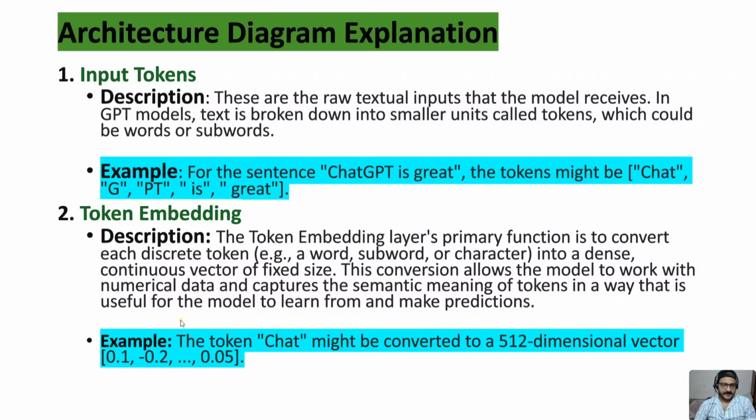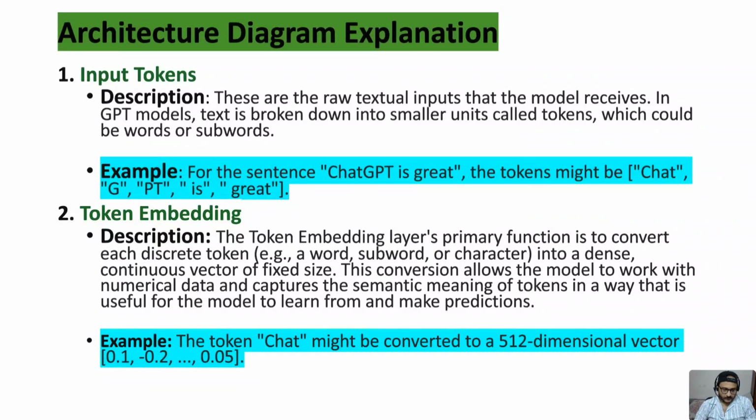You can see the example here: the token might be "chat." Chat is a token received from the input token layer, and it might be converted to a dimensional vector. There are many possible dimensions, like an 8-dimensional vector or a 16-dimensional vector. We can use any kind of dimensional vector. For this particular demo, I might use an 8-dimensional or 6-dimensional vector to keep things very simple, but in real time the ChatGPT model uses a much larger dimensional vector. So let's understand how token embedding happens in practice.